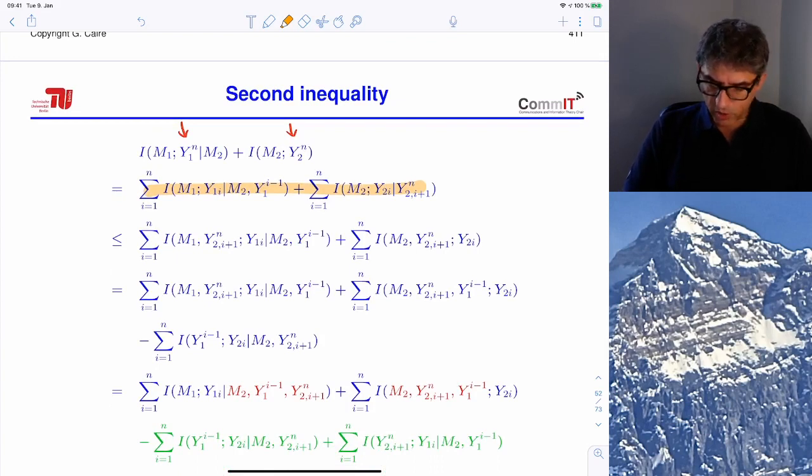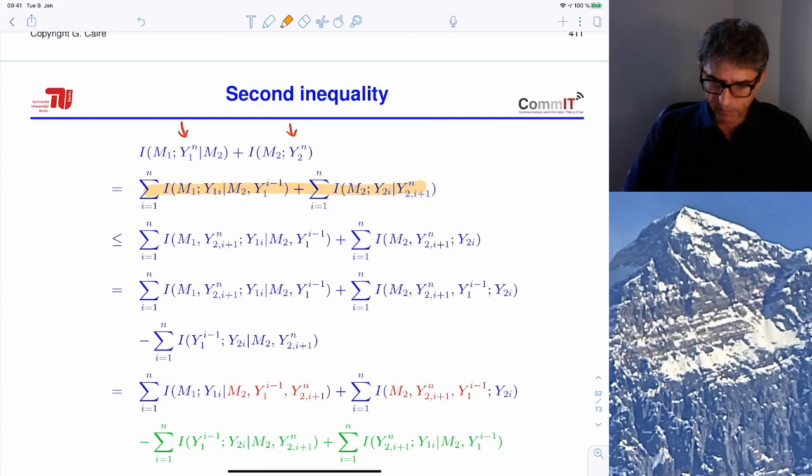Then the issue here is to somehow make appear, like we have done in the converse for the degraded case, something that can be identified as the auxiliary random variable u. The problem is, what is the auxiliary random variable that makes the magic? And of course, this has been found by the people who proved this result, and it's not easy. That's not something that you see evidently. But of course, we can just go through the steps and see how they develop.